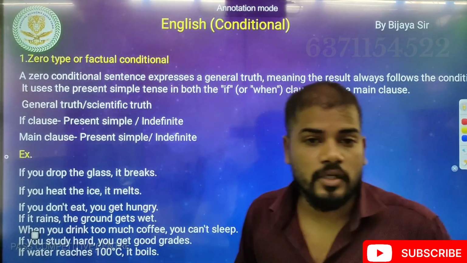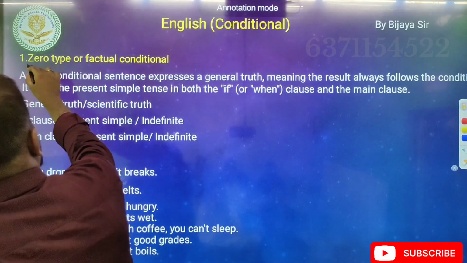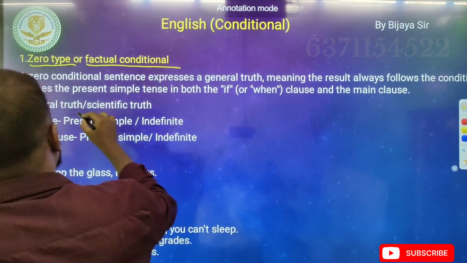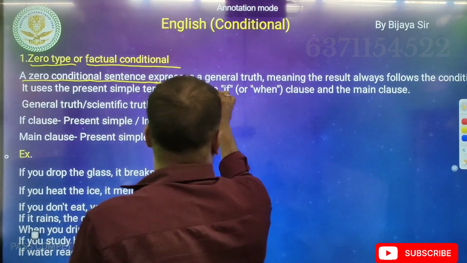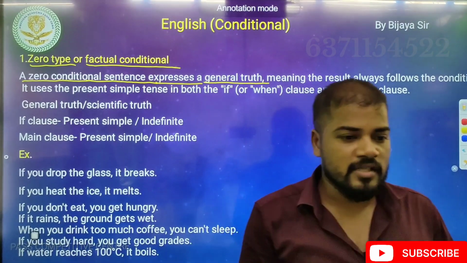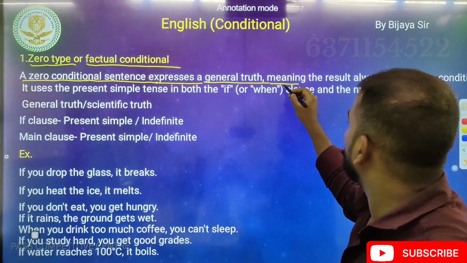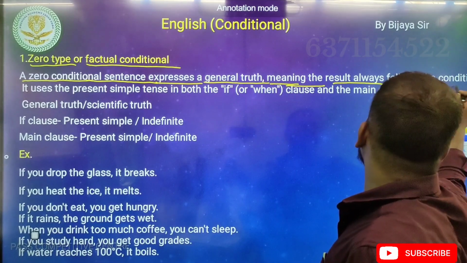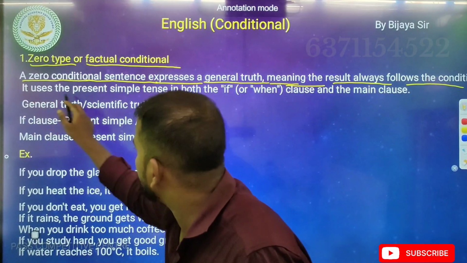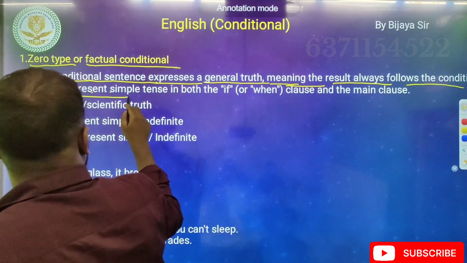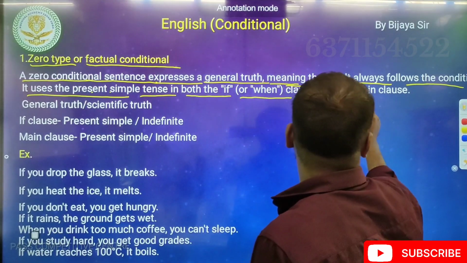Now what is zero type conditional? A zero type or factual conditional, dear student, expresses a general truth. What does it express? It expresses a general truth, meaning the result always follows the condition. It uses the present simple tense in both the if clause and the main clause.